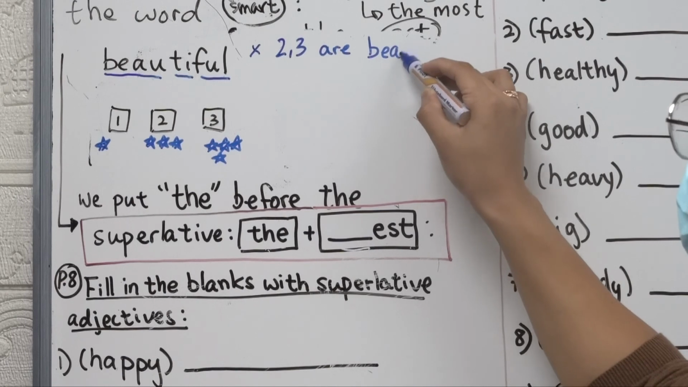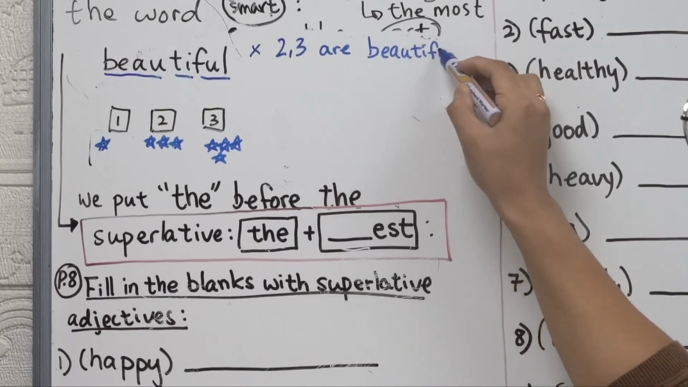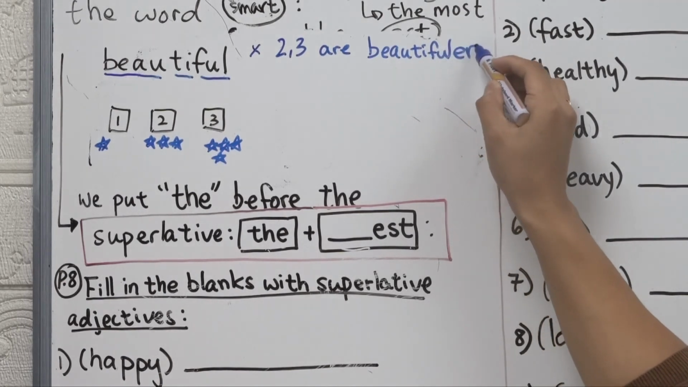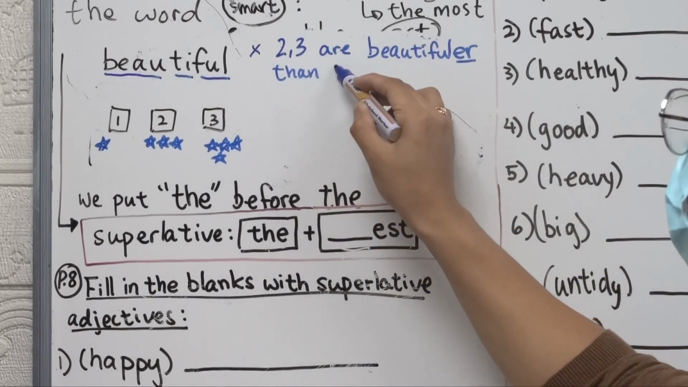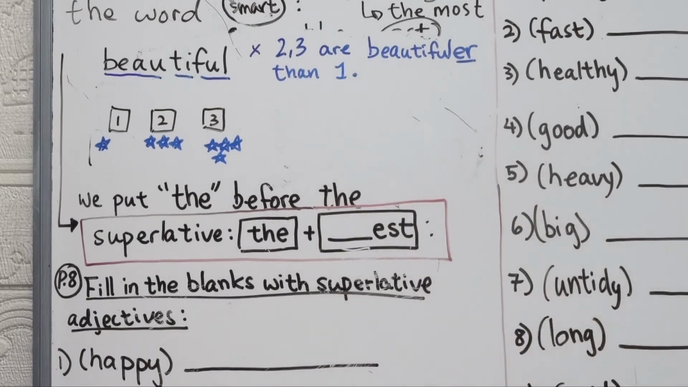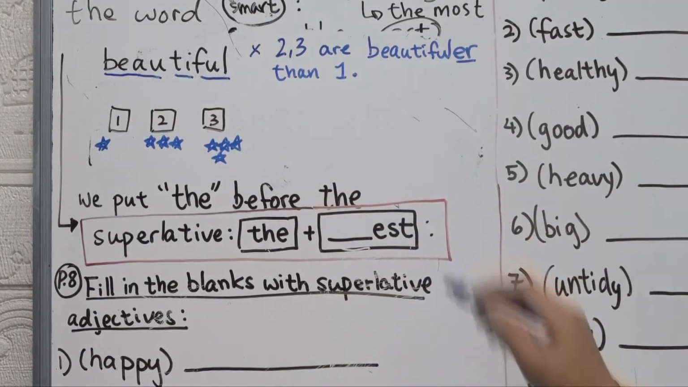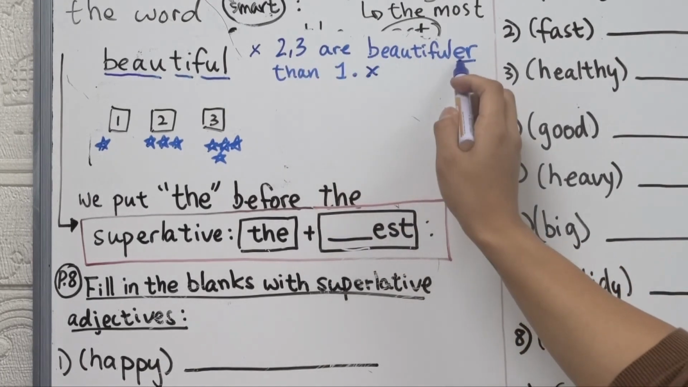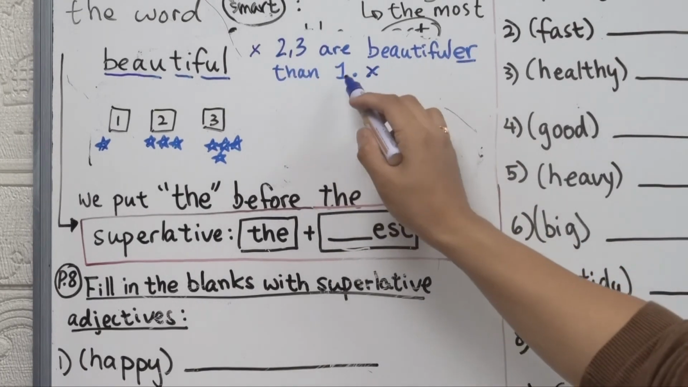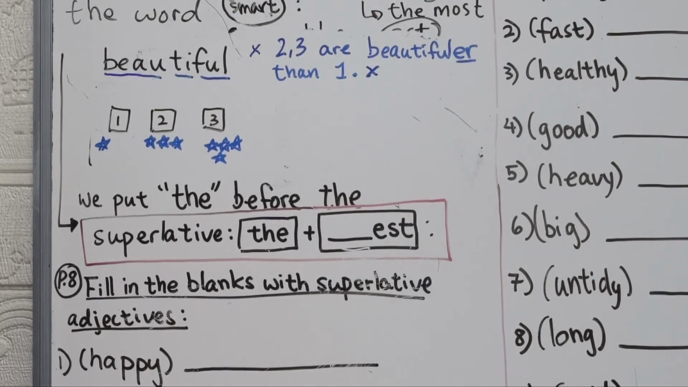So, beautifuler than 1. Full stop. So this sentence is wrong. We can't say this. 2 and 3 are beautifuler than 1. This sentence is wrong. Now, how do we change it to make it correct?